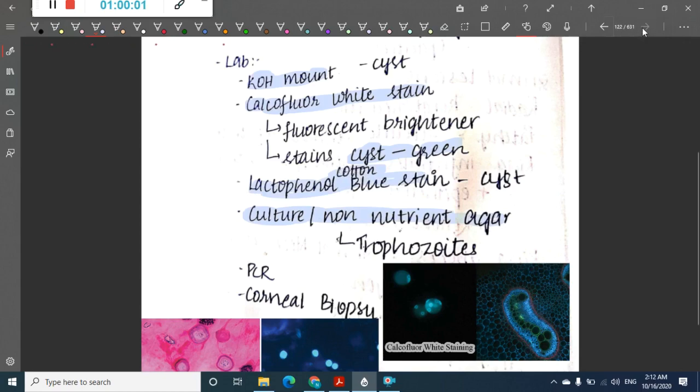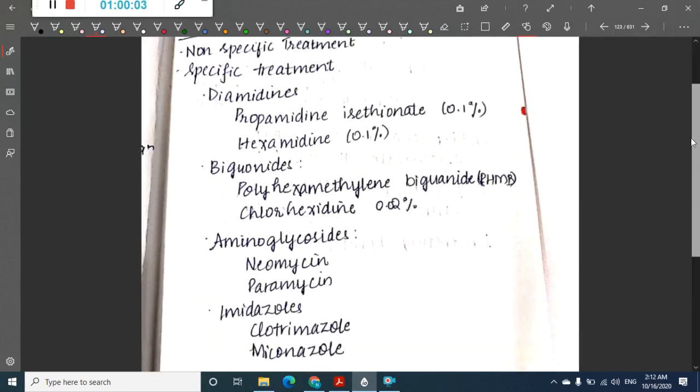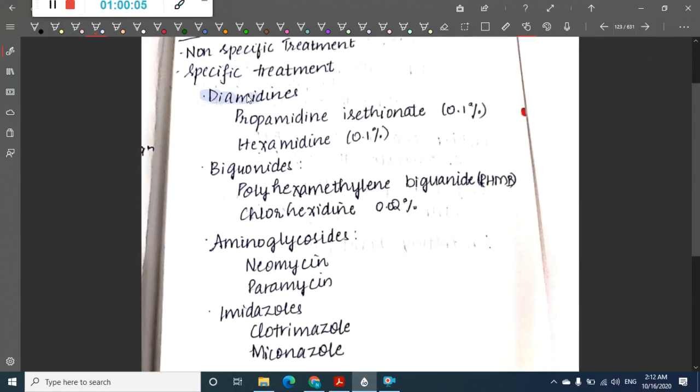Then how are you going to treat it? If you see the treatment, the main specific treatment is important, where you give diamidines, that is propamidine isethionate, hexamidine, or biguanides like polyhexamethylene biguanide or chlorhexidine, or sometimes you can give aminoglycosides or imidazoles. At least you should know the names of the drugs. Okay, especially biguanides and diamidines are specific.